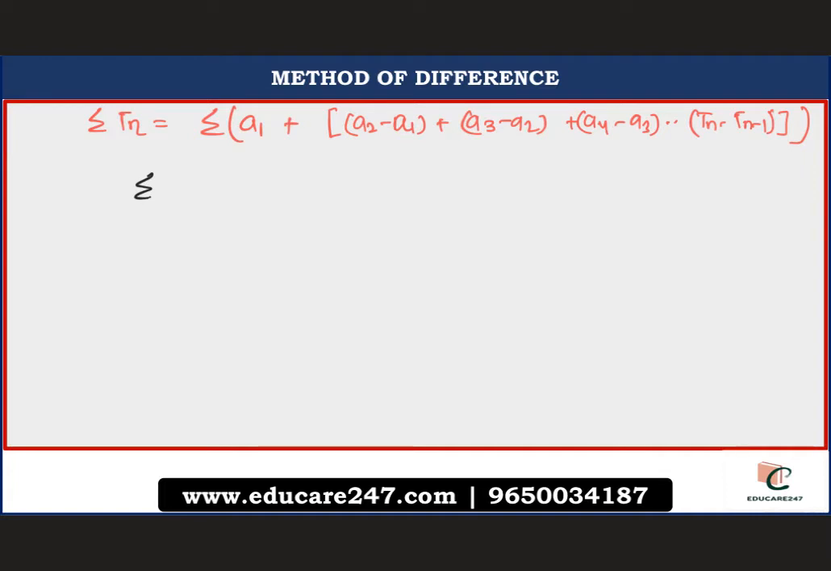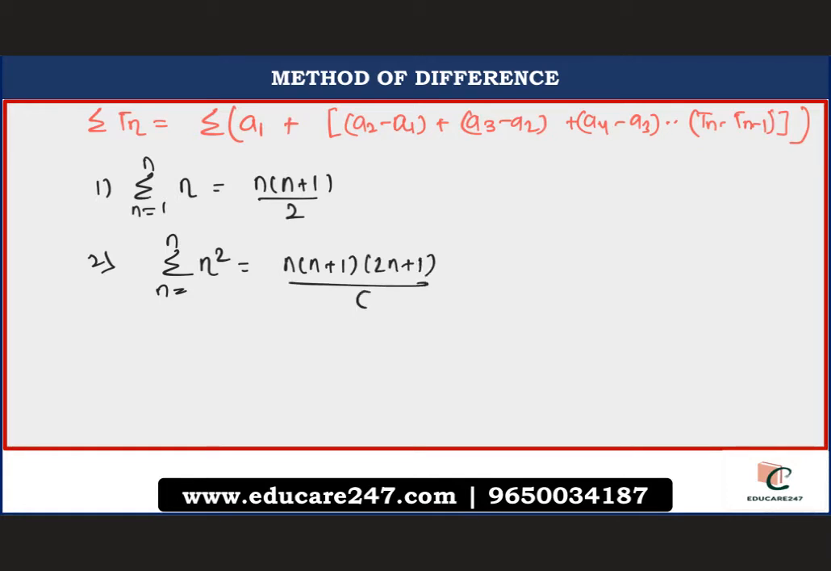If you take a summation from n equal to 1 to n, and inside there is just n, the sum of the first n natural numbers will be n into n plus 1 divided by 2. If you take a summation of n square, what will be the formula? It will be n into n plus 1 into 2n plus 1 divided by 6. Now if I take a summation of cube, from n equal to 1 to n, the formula would be n into n plus 1 divided by 2, whole square.